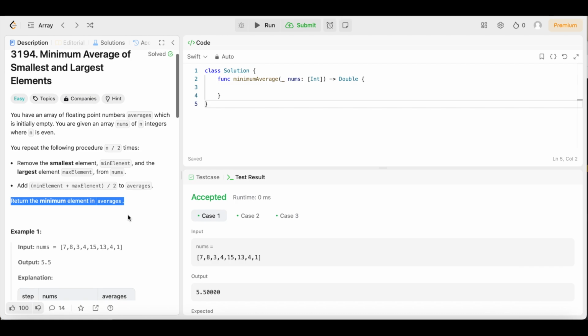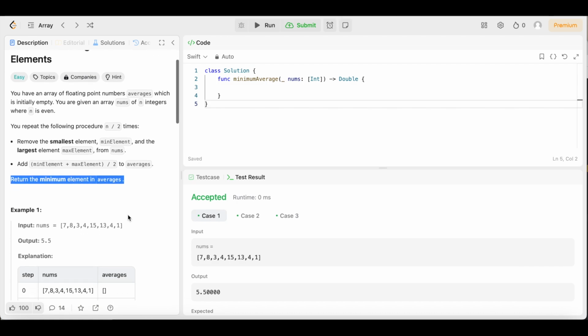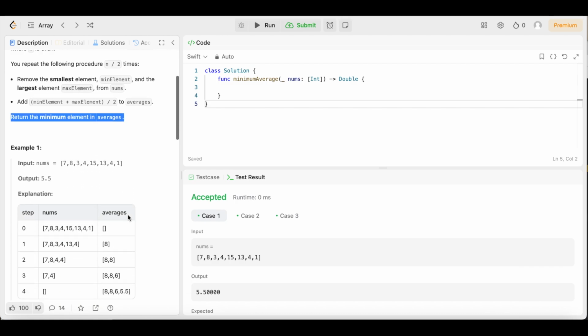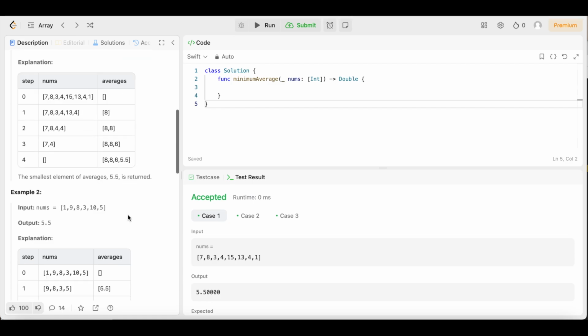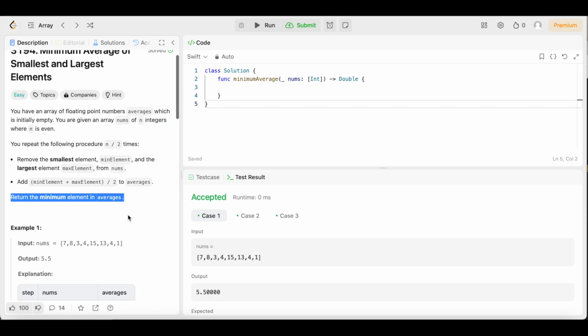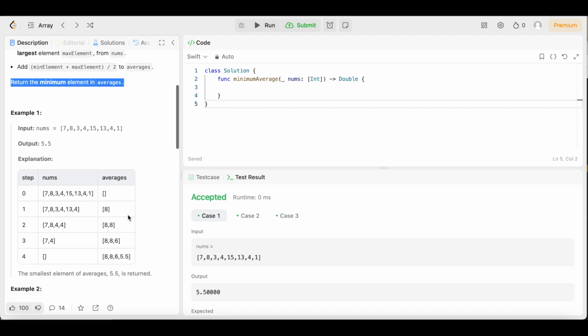Okay, so it's a lot to unpack here, but let's get to it. Let's look at the example so we can see what it is that they're talking about. So first, let's see how many examples we have. All right, so first we have example 1. So we have the input nums. It's an array of integers: 7, 8, 3, 4, 15, 13, 4, and 1. The output is 5.5. So I bet a lot of y'all are wondering, how in the world did you get 5.5 out of this input? Well, let's look at the explanation so we can break it down.